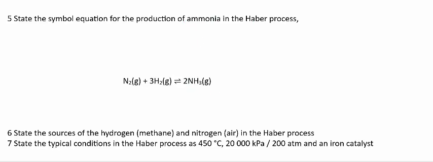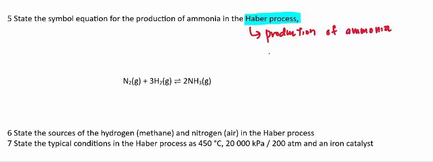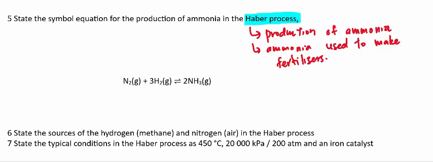First thing I want you to write down is the big word Haber process in your notes. Write down the word Haber process. It is the production of ammonia. And then ammonia is used to make a lot of things, but the most important thing it is used to make is fertilizers.